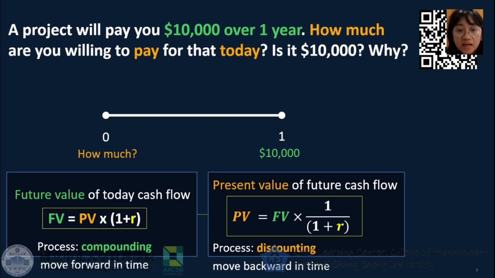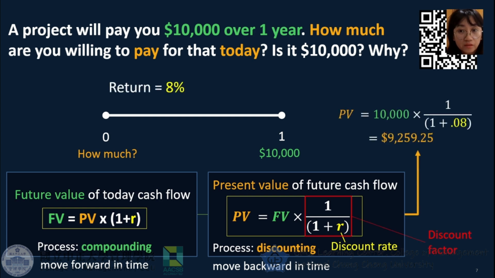Please note that r now has another name. It's called the discount rate. And this part here is called the discount factor. So now, let's go back to our example question on this slide. We plug in the numbers with an 8% discount rate and find that the present value is $9,259. So receiving $10,000 in 1 year is equivalent to about $9,259 today.